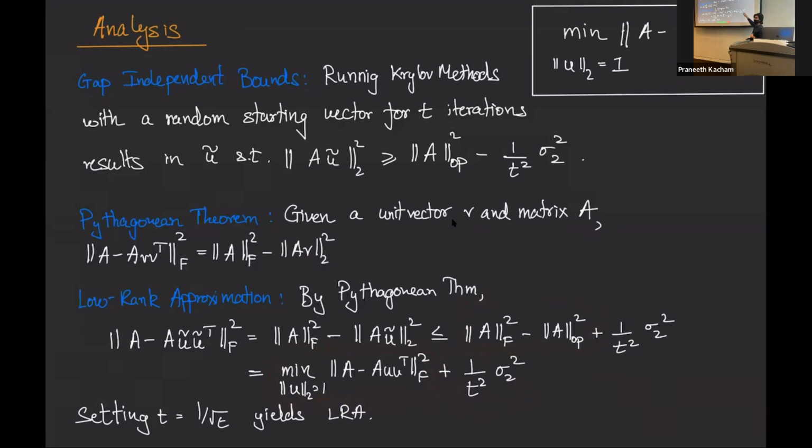Okay, so this is one of the steps. This is how we analyze the part where you start off with a single vector and power it up t times. Any questions about this?